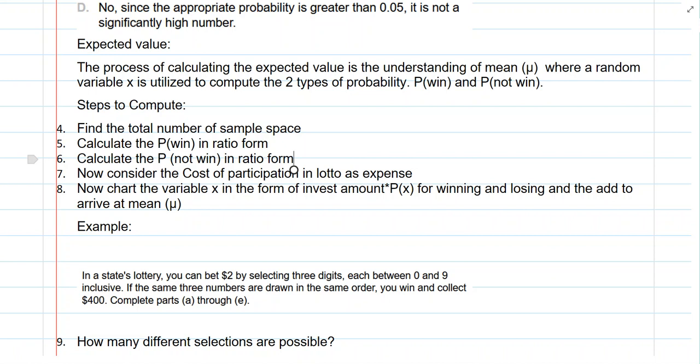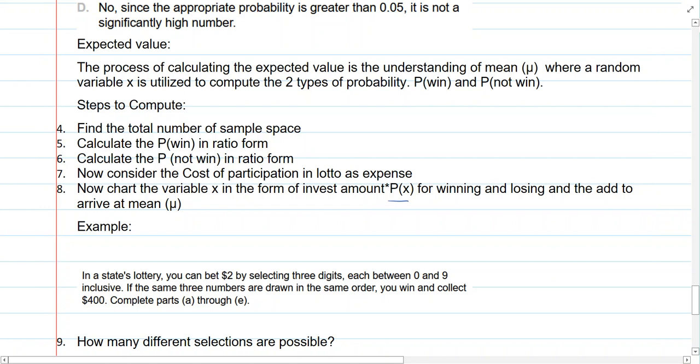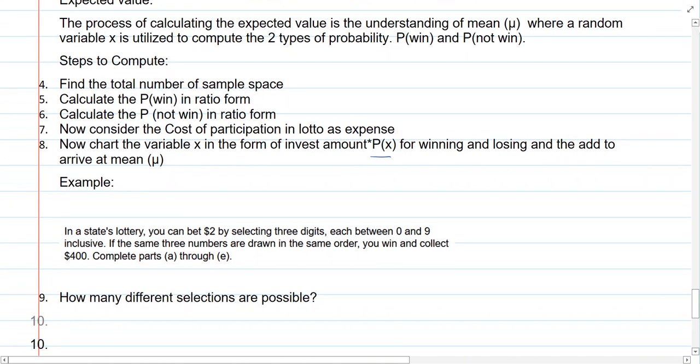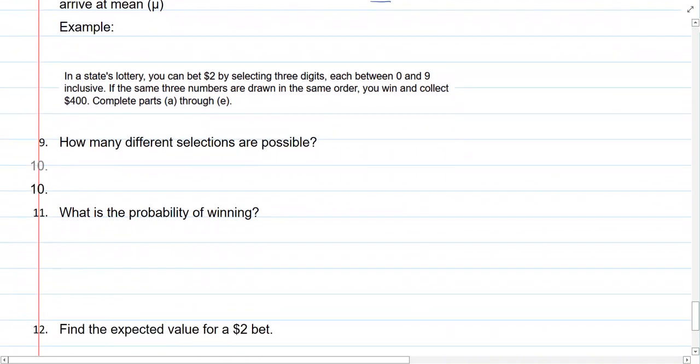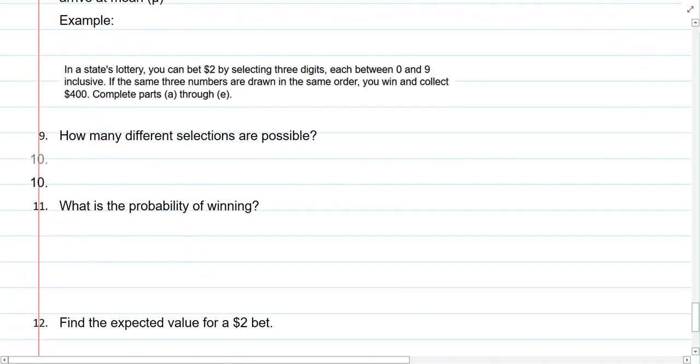It says find the total number of the sample space. Calculate the probability of winning in ratio form. Compute the probability of not winning in ratio form. Now consider the cost of participation in the lotto as an expense, which means an outright investment of the money. Now chart the variable x in the form of investment amount times the P of x for winning and losing, and add to arrive at mu. Here's our example. It'll make sense once we get to the example.